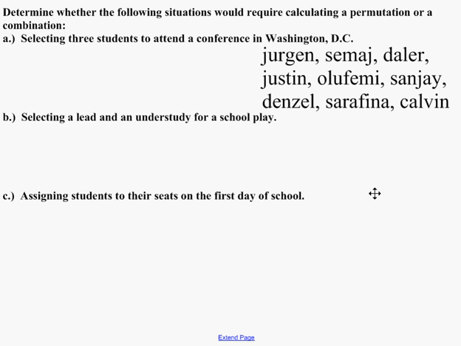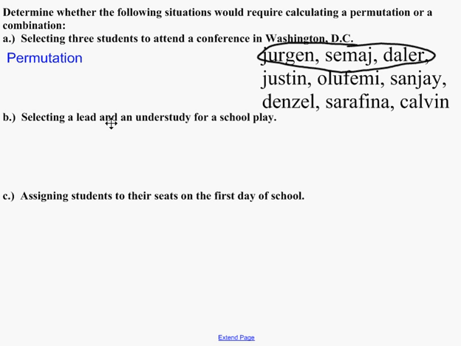Okay, does it matter how I pick my 3 students? Say, for example, I'm going to pick Jurgen, Samaj, and Daler to go to DC to this conference. Does it matter if I say, Jurgen, Samaj, Daler, you're coming with me to DC? Or what if I say, Daler, Samaj, Jurgen, you're coming with me to DC? Or Samaj, Daler, Jurgen? Does it matter the order that I say it in? No, it doesn't matter. So it's a permutation.